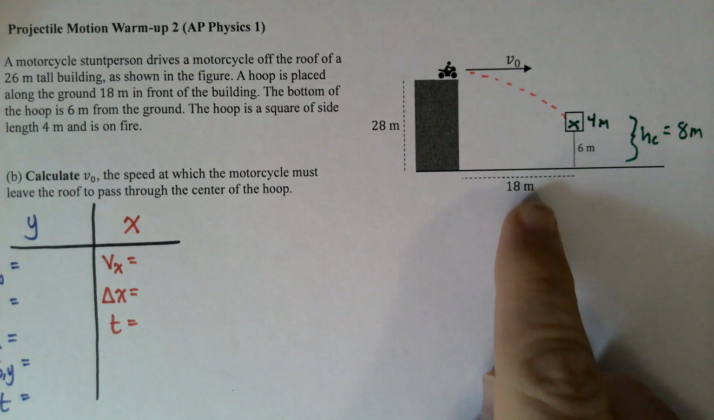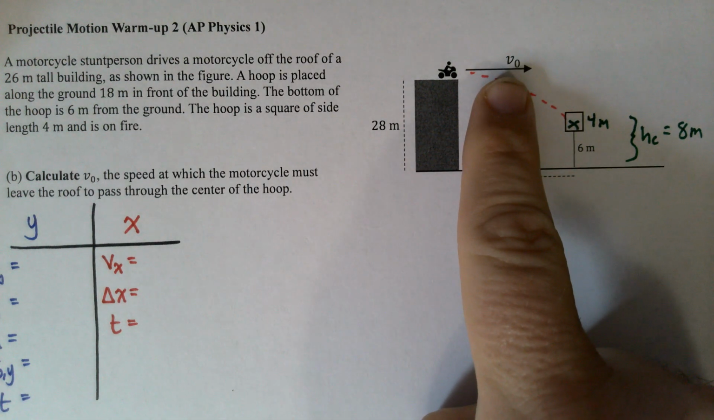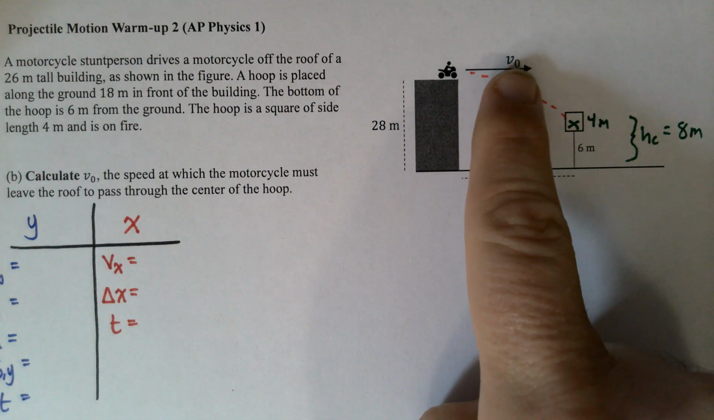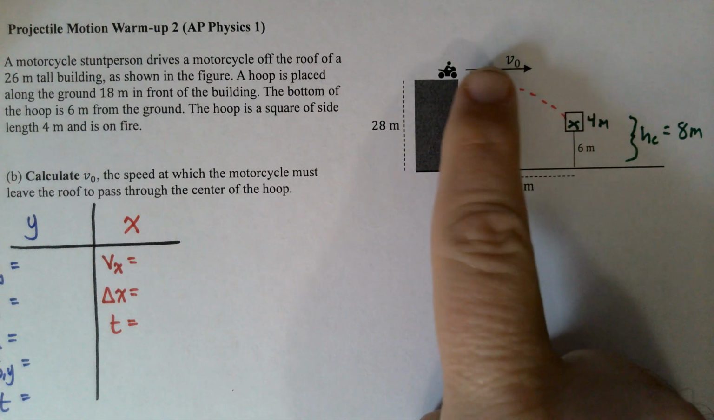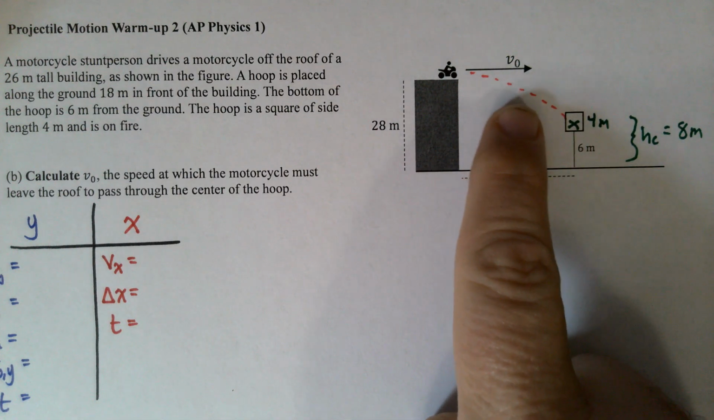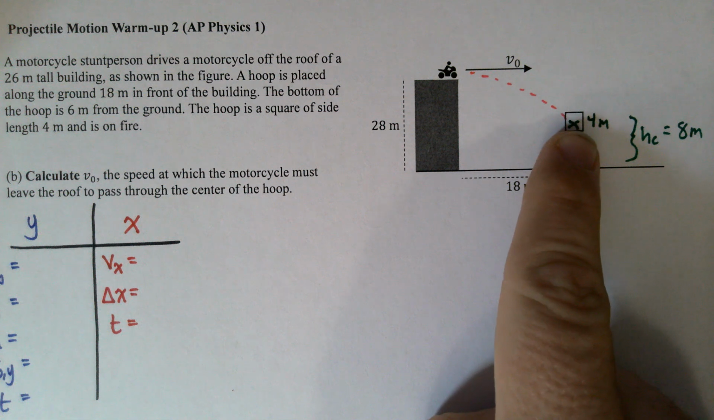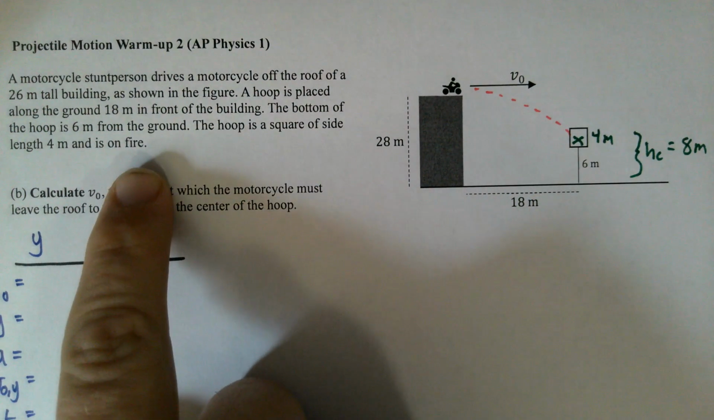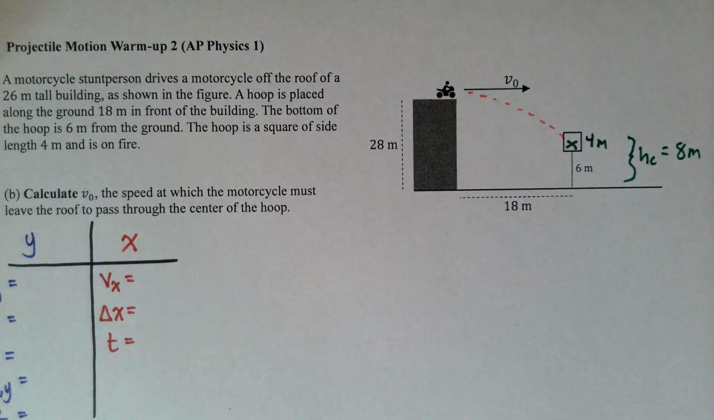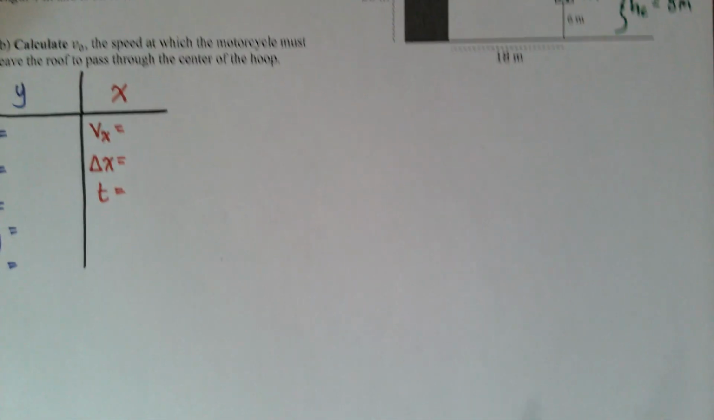So in order to do that, we have to have just the right velocity. If we're going too fast, we'll go over the hoop. If we're going too slow, we'll go underneath the hoop. We want to go right through the hoop because the hoop is on fire. And if we don't hit it right, bad things are going to happen.